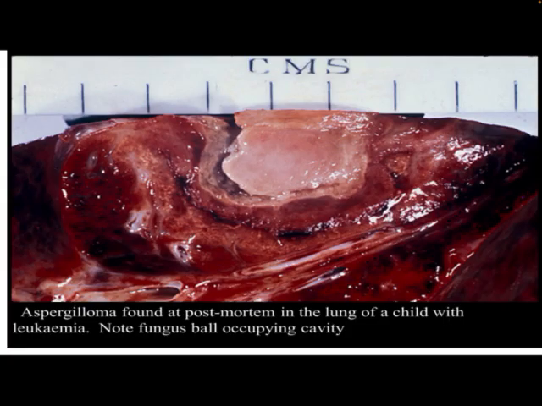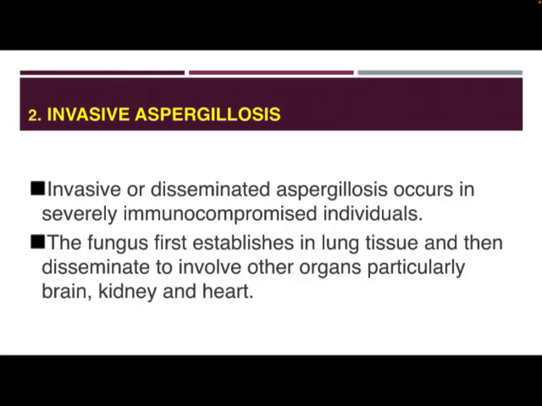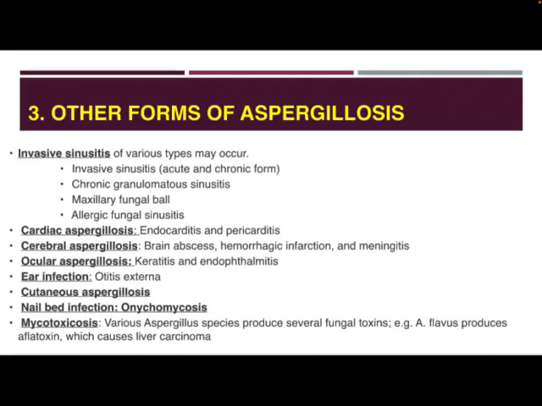And this is the postmortem picture of a lung of a child who was infected with the Aspergillus fungus. It shows the cavitation inside the lungs. Then the second type of aspergillosis is the invasive or disseminated type. Here dissemination means spreading. So not only in the lungs, the infection may spread to other areas such as the brain, kidney and heart. That is invasive aspergillosis.